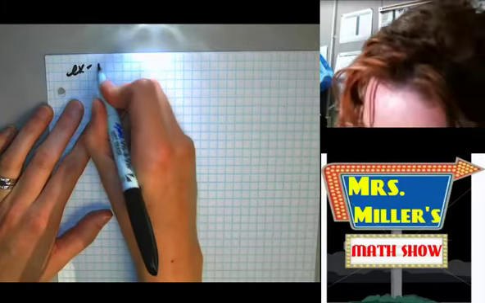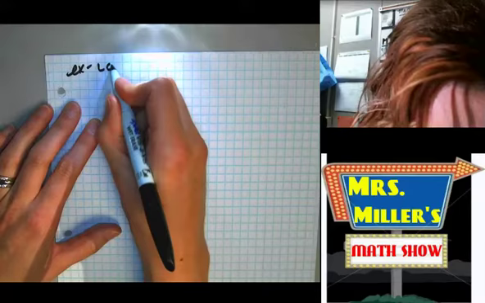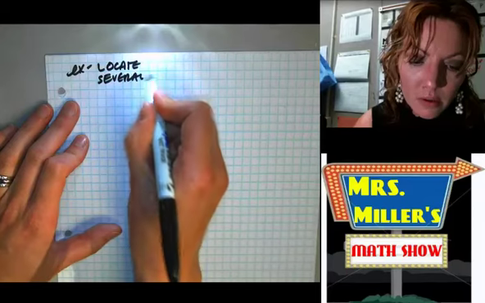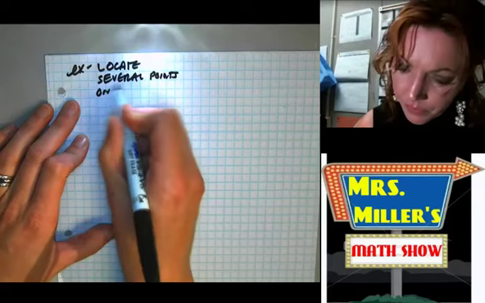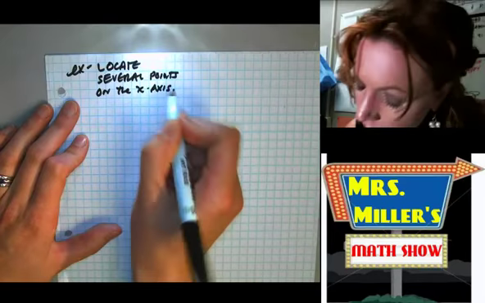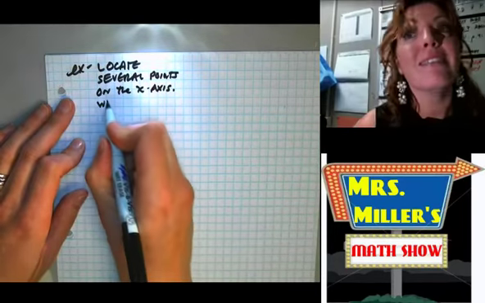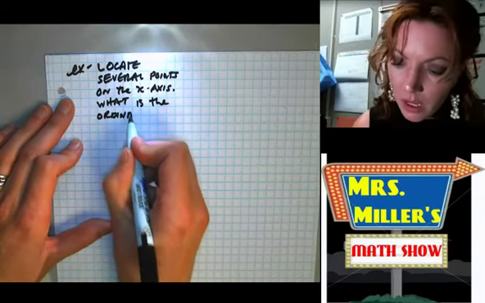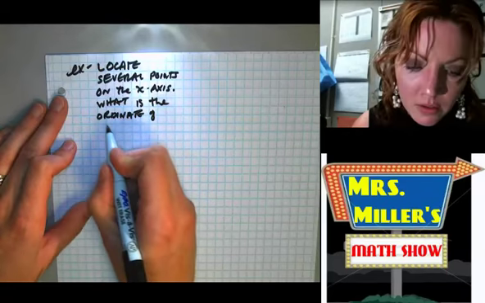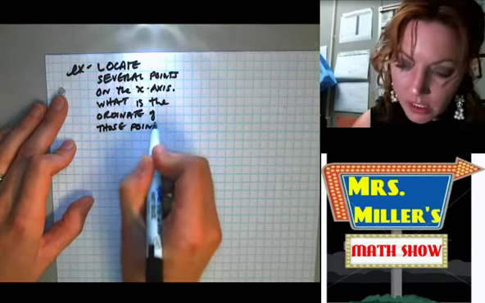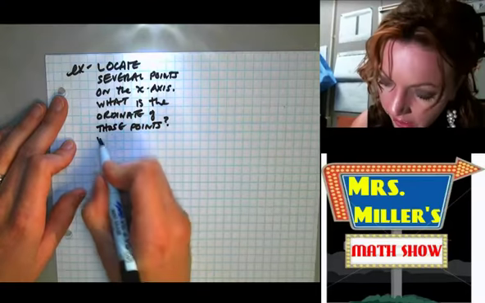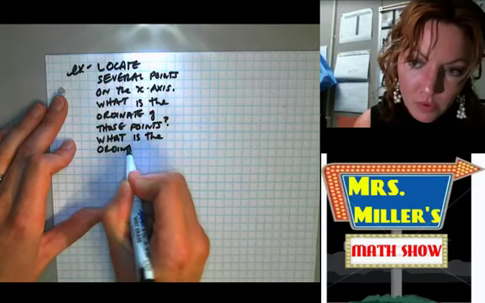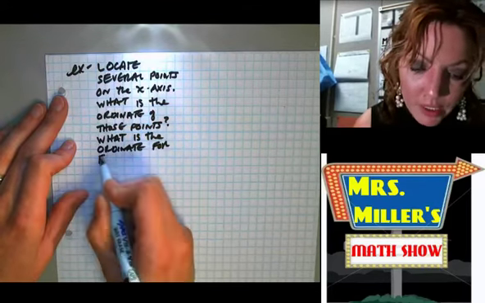Locate several points on the x-axis. Can you see that? Yep. Locate several points on the x-axis. What is the ordinate? See, there's that terminology again. What is the ordinate of those points? This is not a trick question. And then, what is the ordinate for every point on the x-axis?